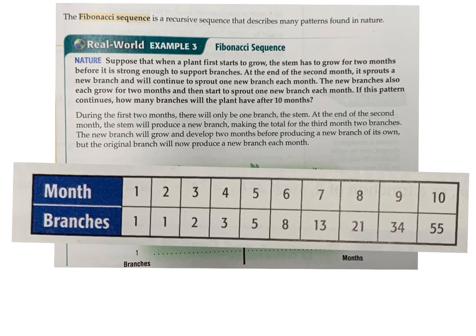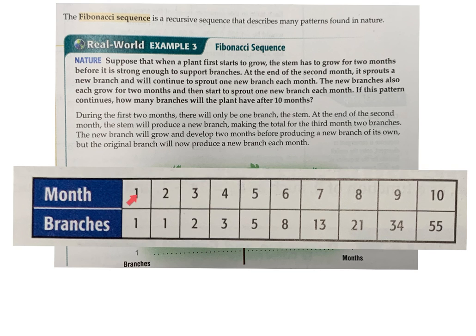But this chart shows us month 1, they would have 1 branch, 2, 1 branch, 3, 2 branches, 4, 3 branches, 5 branches. This right here is the pattern at which the branches add to the tree. Look at the pattern. This is the Fibonacci sequence. And so the pattern happens even as branches are grown on the tree.